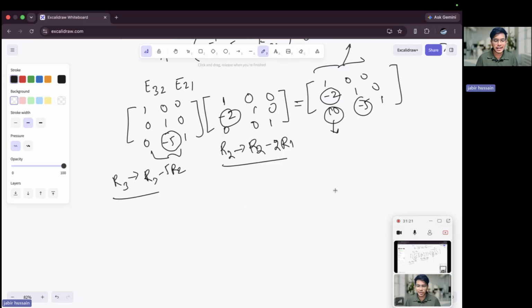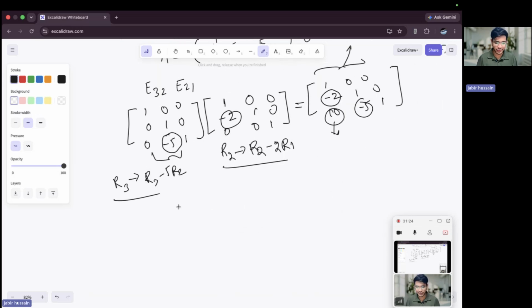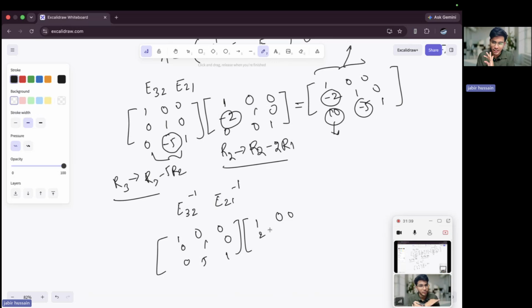Now if you take the exact inverses, if I multiply E32 inverse with E21 inverse, I will get 1 0 0, 0 1 0, 0 5 1 and multiply it with 1 0 0. The signs will only change in an elimination matrix. It is really simple. If you have negative here, it will be positive. If you have positive, it will be negative. Now if you multiply this, 10 will never come here.